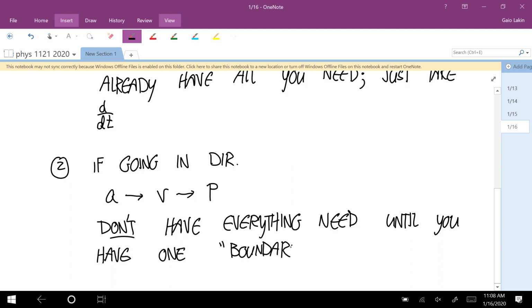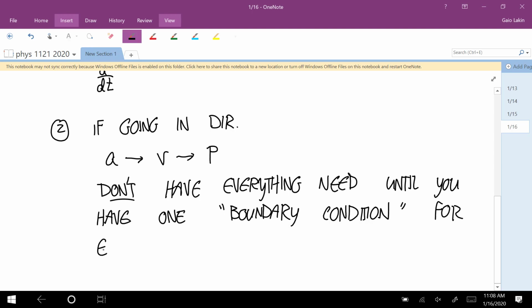for each level, and so, I'm getting ahead of myself, one boundary condition for each step maybe. If you're going from acceleration to velocity, that's one step. You're going to need one boundary condition. If you're going from acceleration to position, that's two steps. You're going to need two boundary conditions.